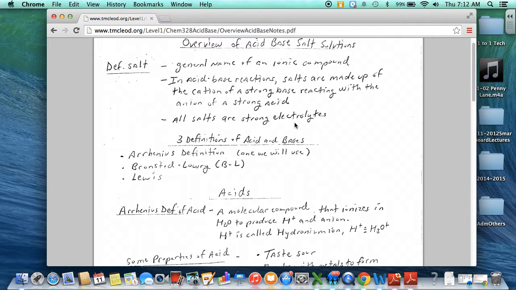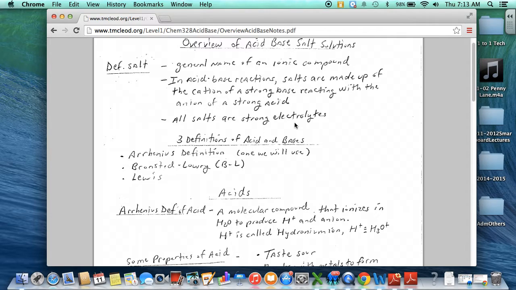So the way you can explain the formation of a salt in a strong acid, strong base neutralization double replacement reaction is that the salt is made up of the cation of the strong base reacting with the anion of the strong acid. Cation of the strong base and the anion of the strong acid make the salt.